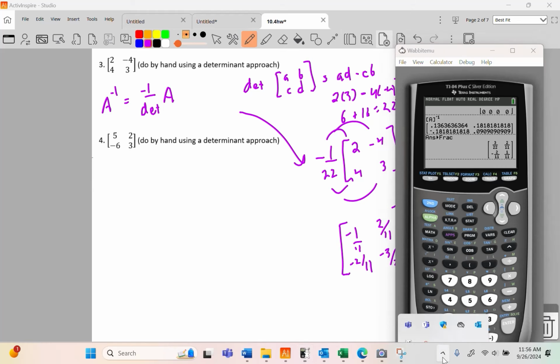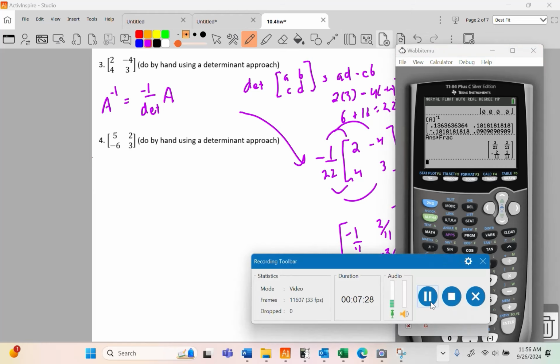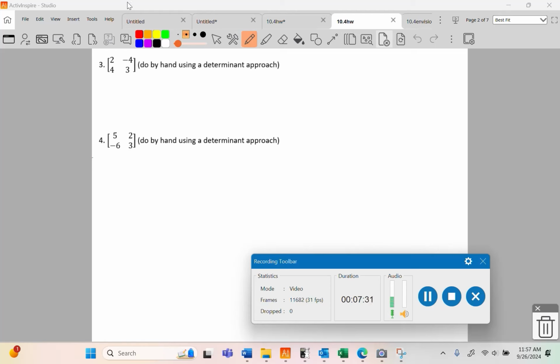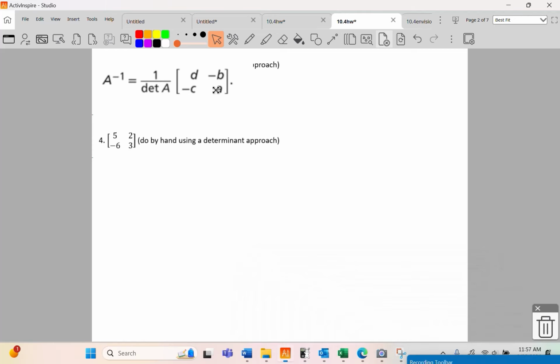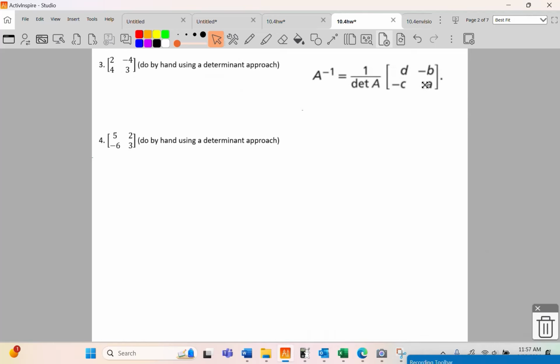Let's pause this, see what I did wrong. See, I'm not infallible. Okay, so I actually remembered the theorem wrong. That might be the problem, huh? That's the theorem. Oops.